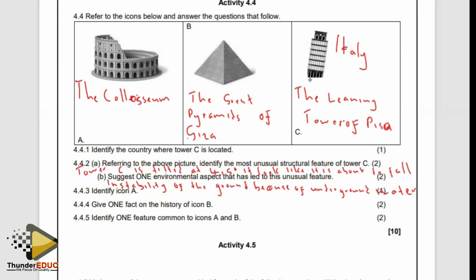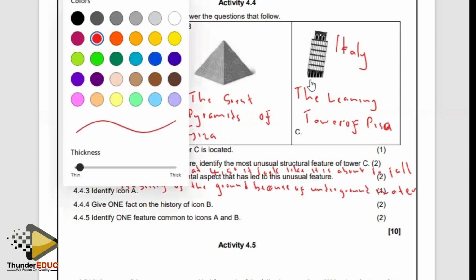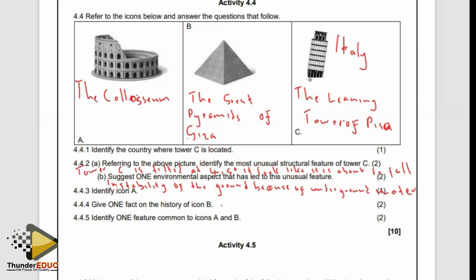Then 4.4.4, 4.4.3, identify icon A, which we have already done. That is the Colosseum. That is known as the Colosseum.